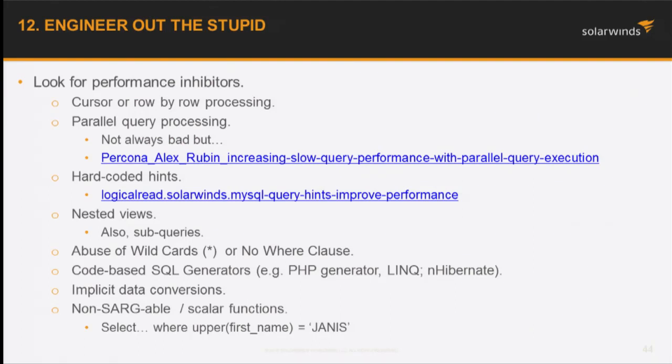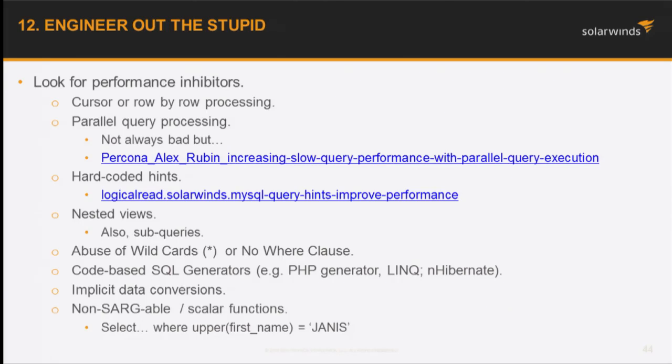So step number 12, this is my favorite step. This is where I usually find most of my problems: engineer out the stupid. You look for performance inhibitors. Please don't do row-by-row processing or put it in a cursor. Please try not to do that, because relational databases like set processing. They like to work on sets of things.